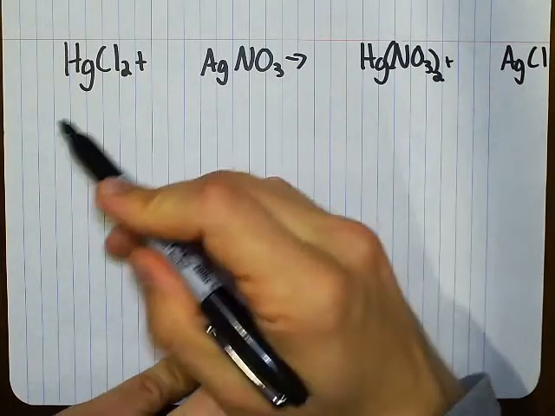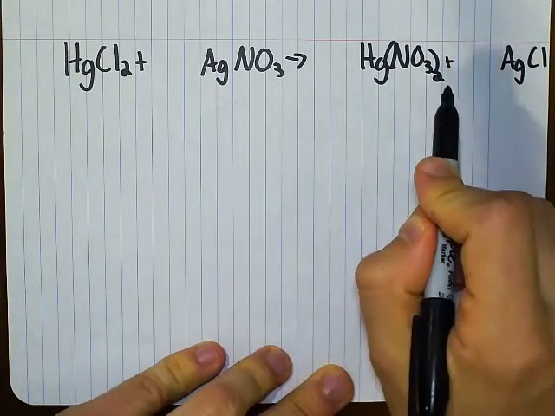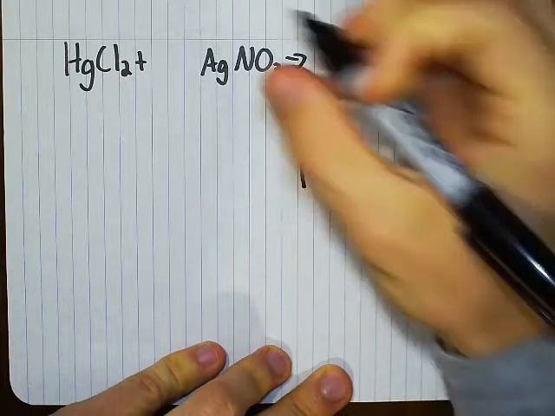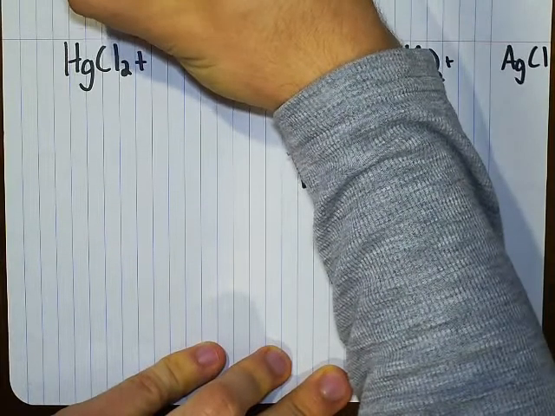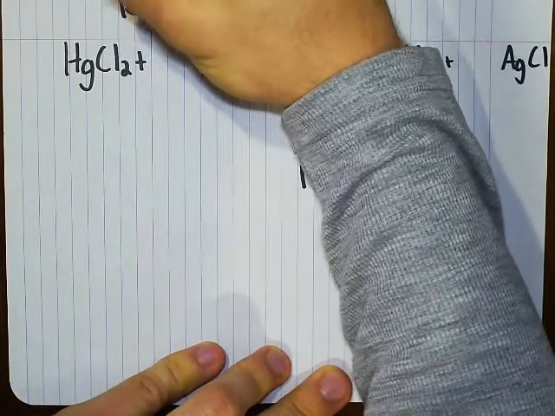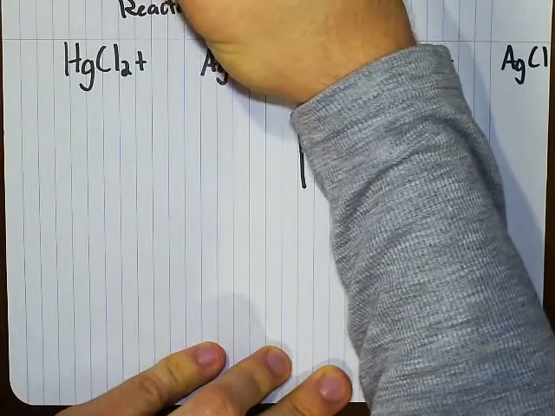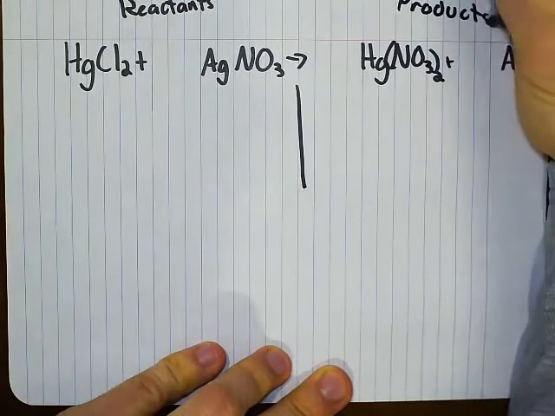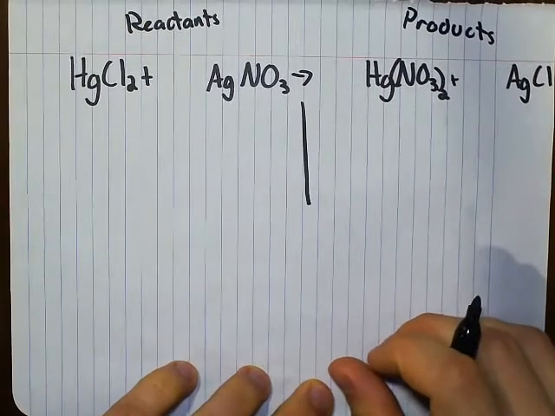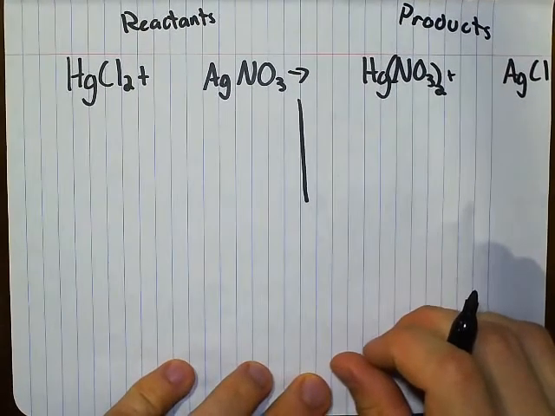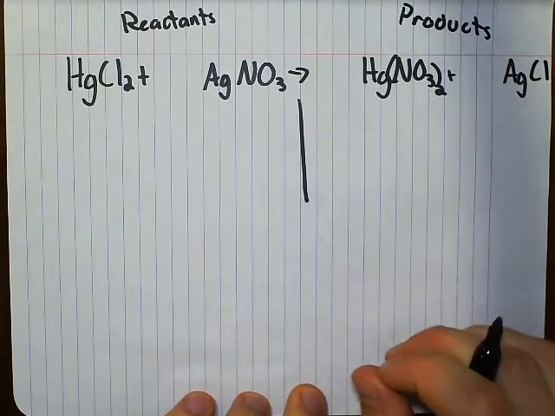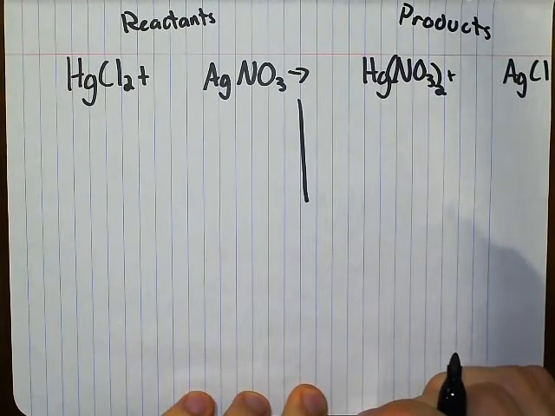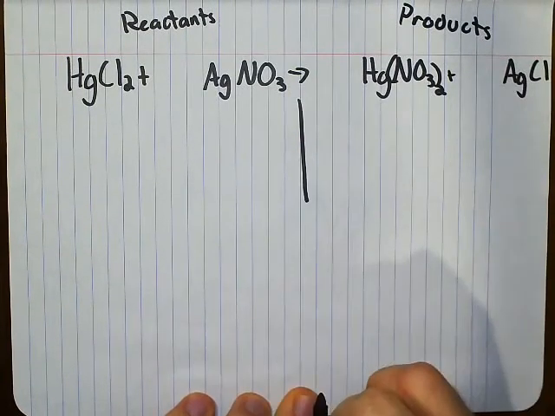So again, we've got an unbalanced chemical equation here. We've got no subscripts. I'm going to split up my product side from my reactant side. I've got my reactants, and I've got my products. So, first things first, I need to tally up what I've got when I am unbalanced.